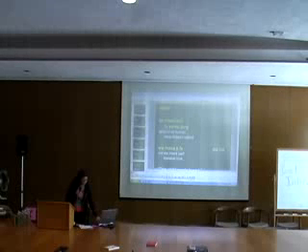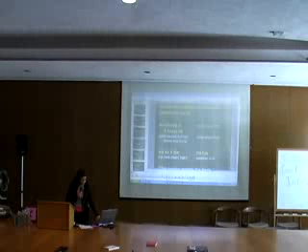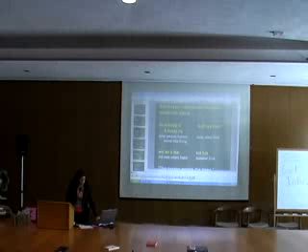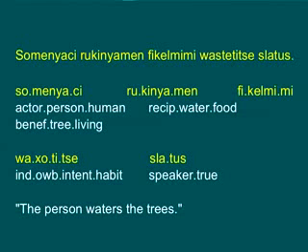This next one is a good indication of the difference between recipient and direct object, because it's not exactly the same thing. So menesi rukinyamen hui kalmini wachotises latus. So menesi is person in the actor form. Rukinyamen is water, drinking water that's drunk. And then huikelmimi is tree, marked with the beneficiary, and so it's the beneficiary of the action, whereas the water is the recipient of the action.